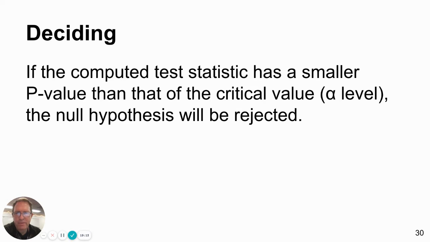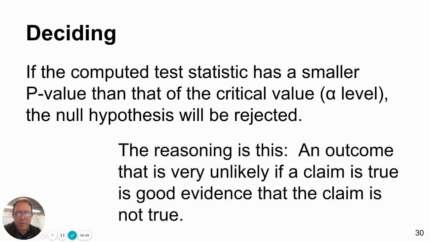If the computed test statistic has a smaller p-value than the critical value, the alpha level, then the null hypothesis will be rejected. The reasoning is this: an outcome that is very unlikely if a claim is true is good evidence that the claim is not true.